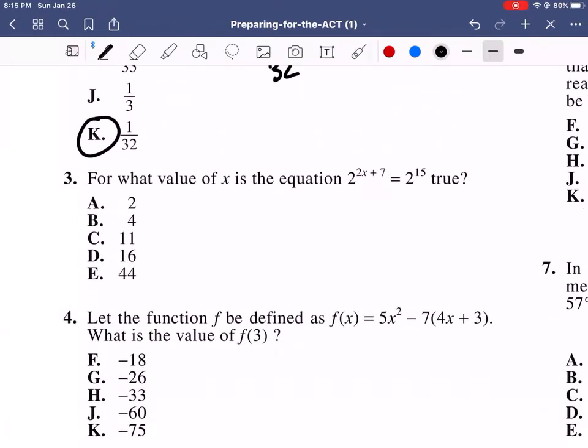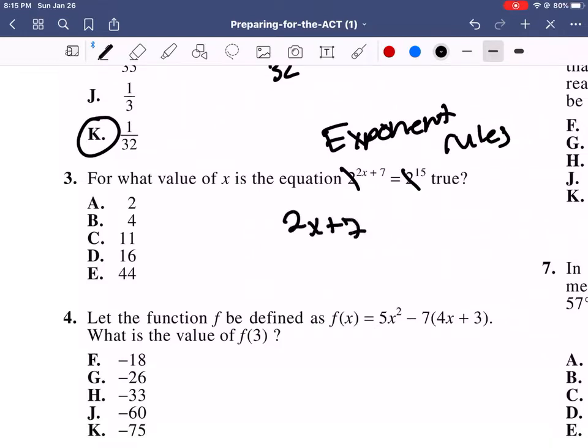For what value of x is the equation 2 to the power of 2x plus 7 equals 2 to the power of 15? Know your exponent rules. That's very important on this test. Same bases cancel out. 2x plus 7 equals 15. It's a 2-step equation. You just subtract 7. Get 8 on both sides. You get 8 equals 2x, and x equals 4 when you divide 8 by 2.